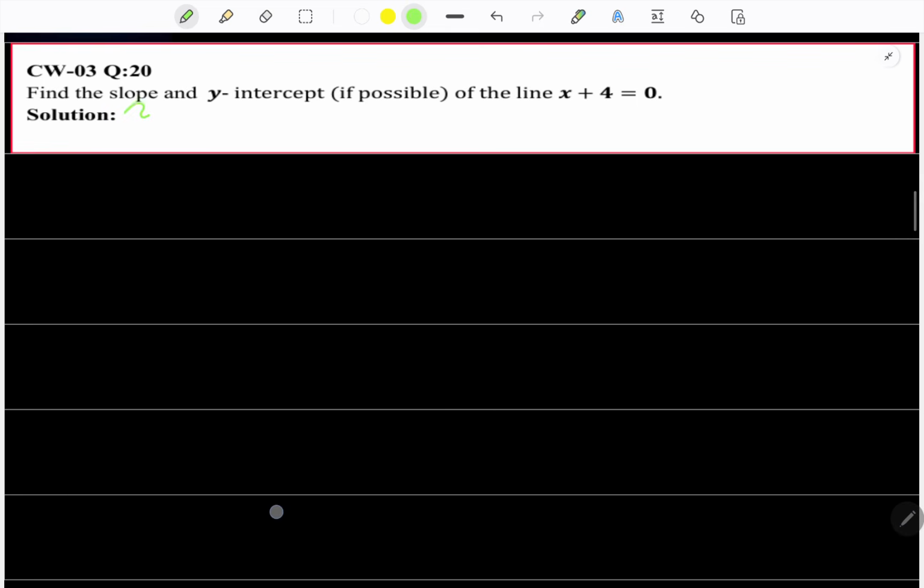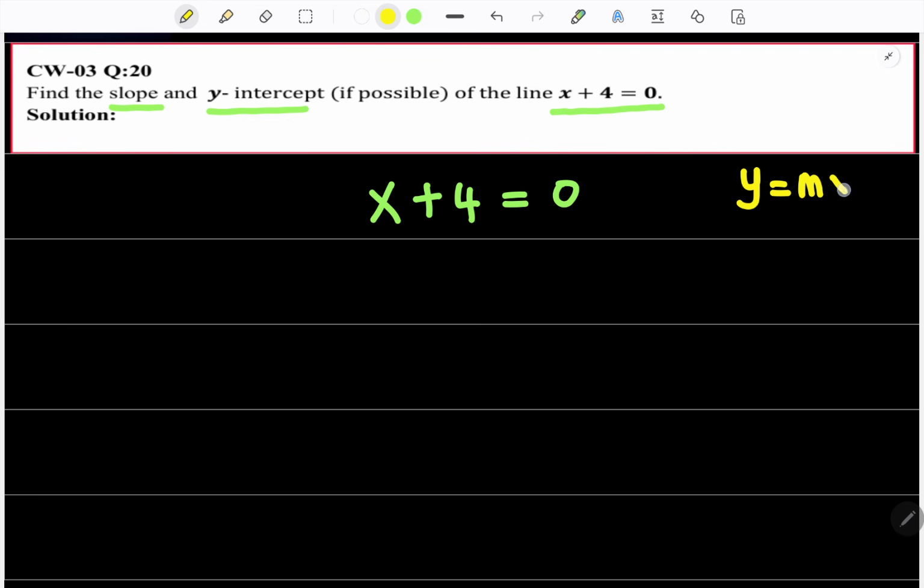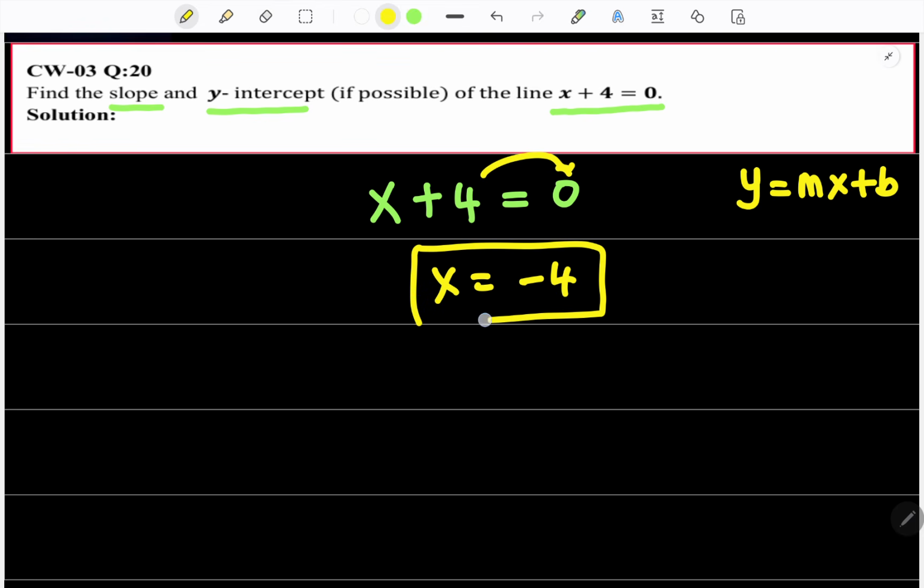Find the slope and y-intercept of the line x plus 4 equal to 0. If you want to find the y-intercept and the slope, how does the equation look? Y equals mx plus b. It should be in that form. Is there a y here? No. So suppose I find x is equal to, this 4 goes that side, what? X equals negative 4, right?